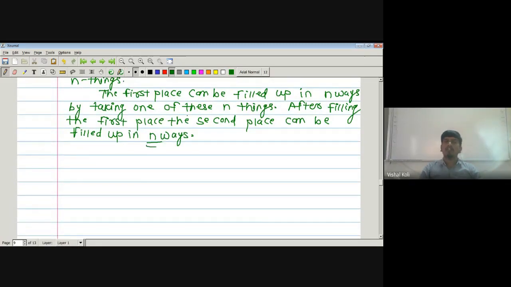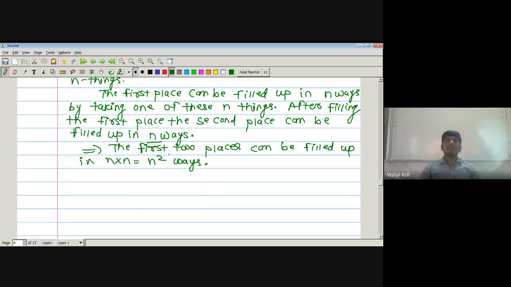Now here we have to use the product rule. So here the first place can be filled up in n ways. Similarly, the second place can be filled up in n ways, which implies the first two places can be filled up in n into n, which is equal to n square ways.